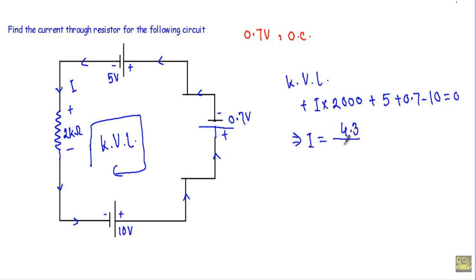From here I will get I equal to 4.3 divided by 2000, which will be equal to 2.15 milliampere. So this is the current that is flowing through this 2 kilo ohm resistor.